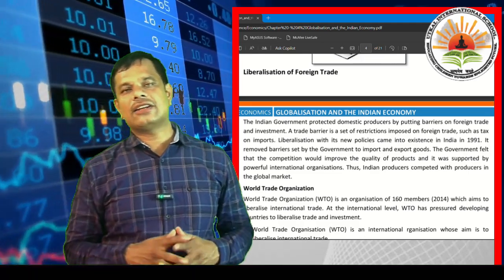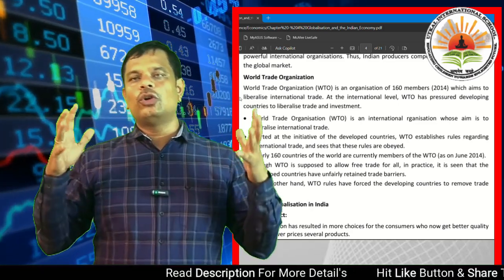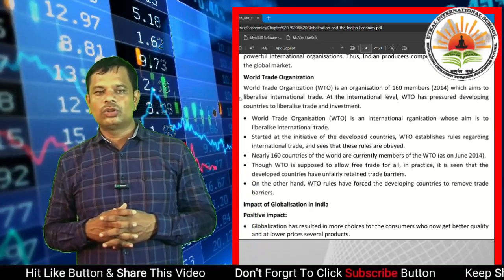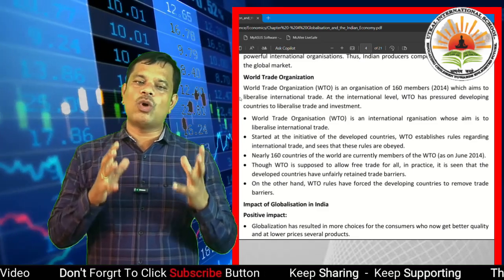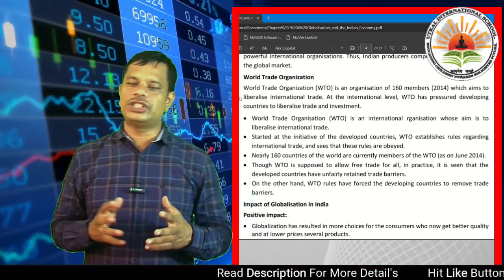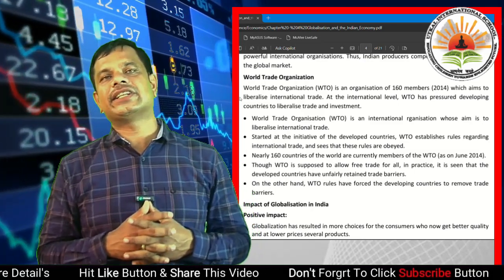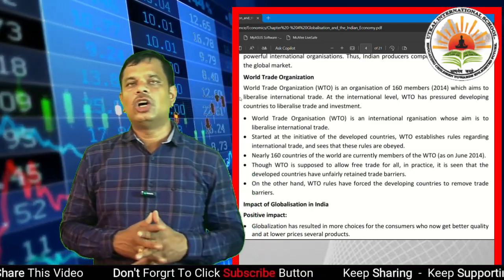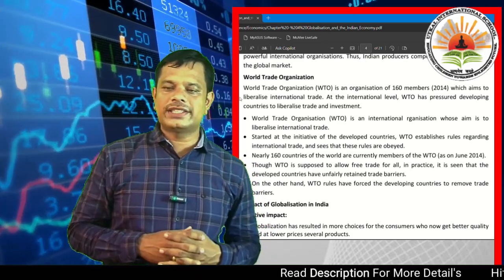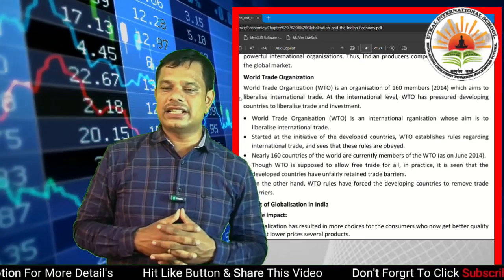Dear students, if there should be globalization, global trade, there should be an organization to control, establish and guide the globalization. That organization is the World Trade Organization, WTO, which was established in America in the year 2014. The World Trade Organization is an organization of 160 members as per 2014, which aims to liberalize international trade at an international level.